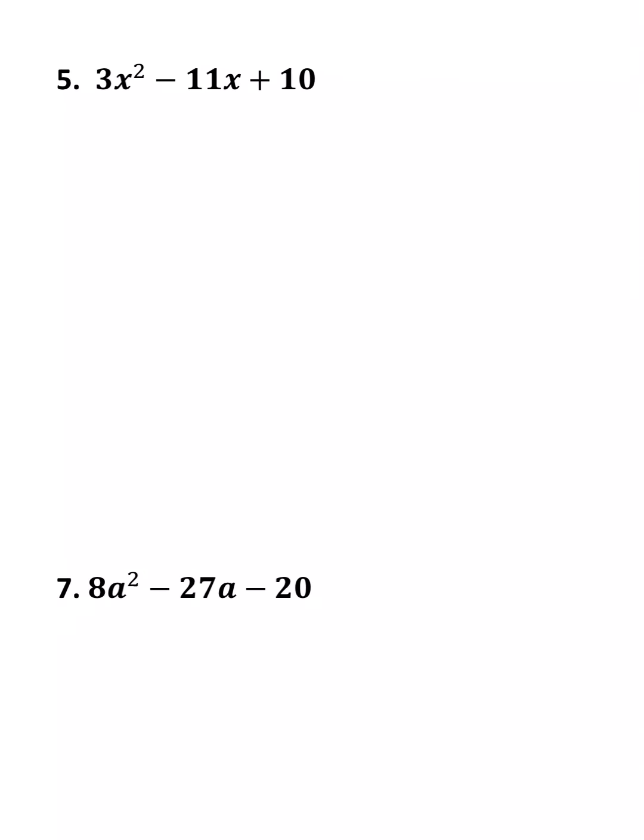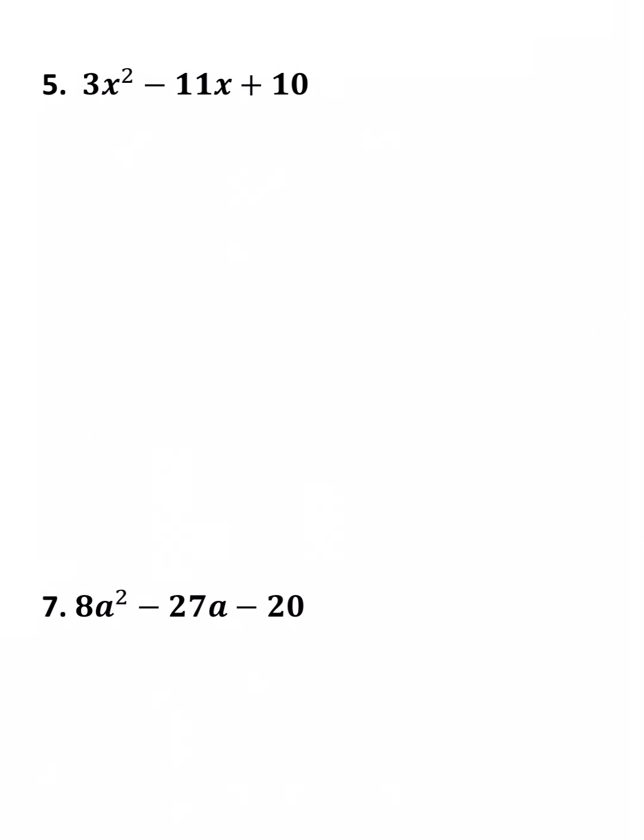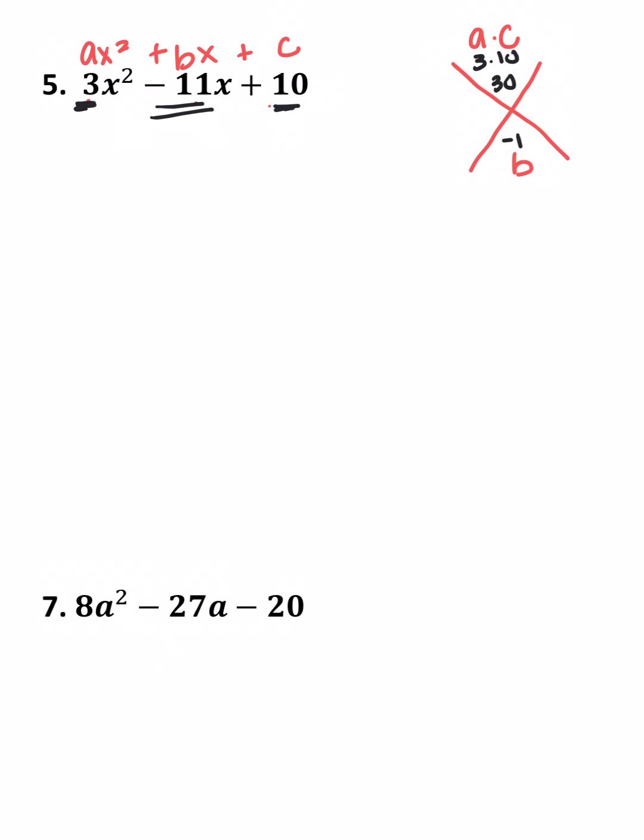All right, let's go ahead and do number 5 together. Okay, so we have 3x squared, so that's my ax squared, minus an 11x, so that's like my bx, and then plus c. So I'm good, it's in standard form. Nothing will divide into 3, 11, and 10, so I don't have to worry about factoring out a GCF. My a is 3 and my c is 10, so 3 times 10 is 30. And my b is negative 11.